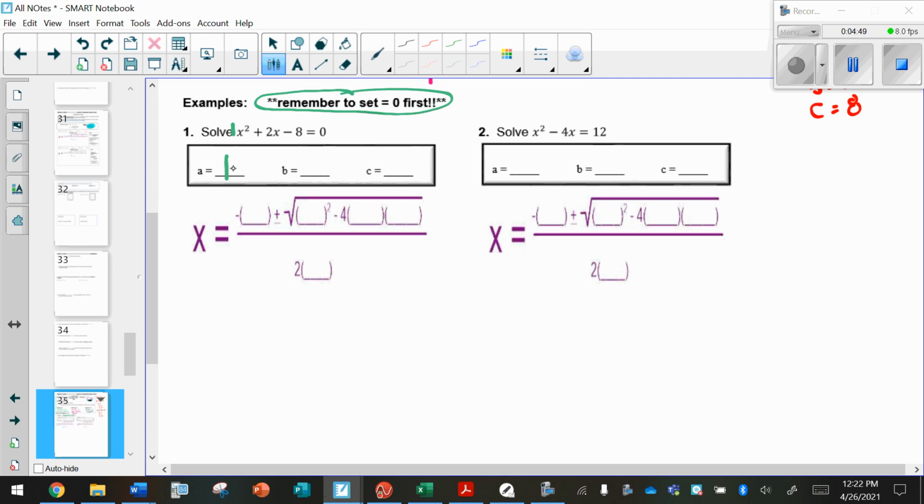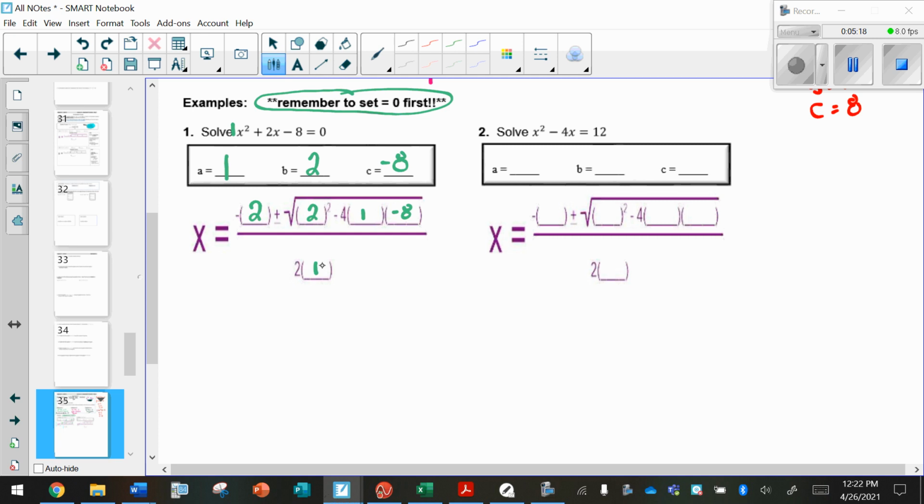So what's the b value? B value is 2. What's our c value? Now our c value is negative 8. The subtraction sign is telling us it is a negative number, so it's negative 8. So our formula is x equals negative b plus or minus square root b squared minus 4ac all over 2a.